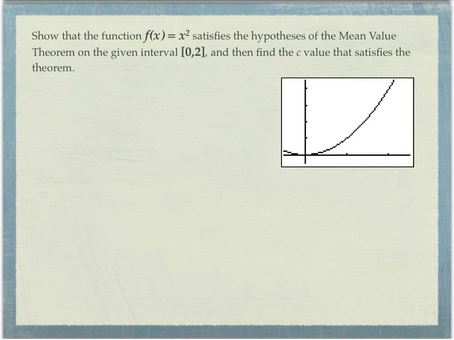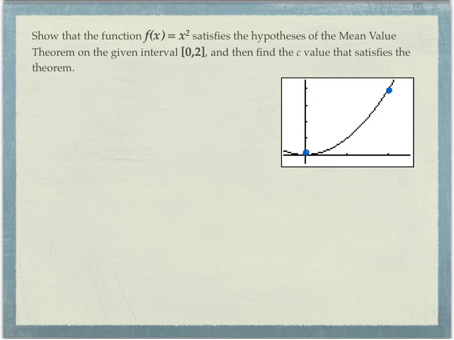Alright, here's our first little example here. So it says we want to show that this function f of x equals x squared satisfies the hypotheses of the mean value theorem on this given interval, and then find that c value that satisfies the theorem. So we're looking at from 0 to 2, so I'm just going to kind of mark that. There's 0 and here's 2 right in there.